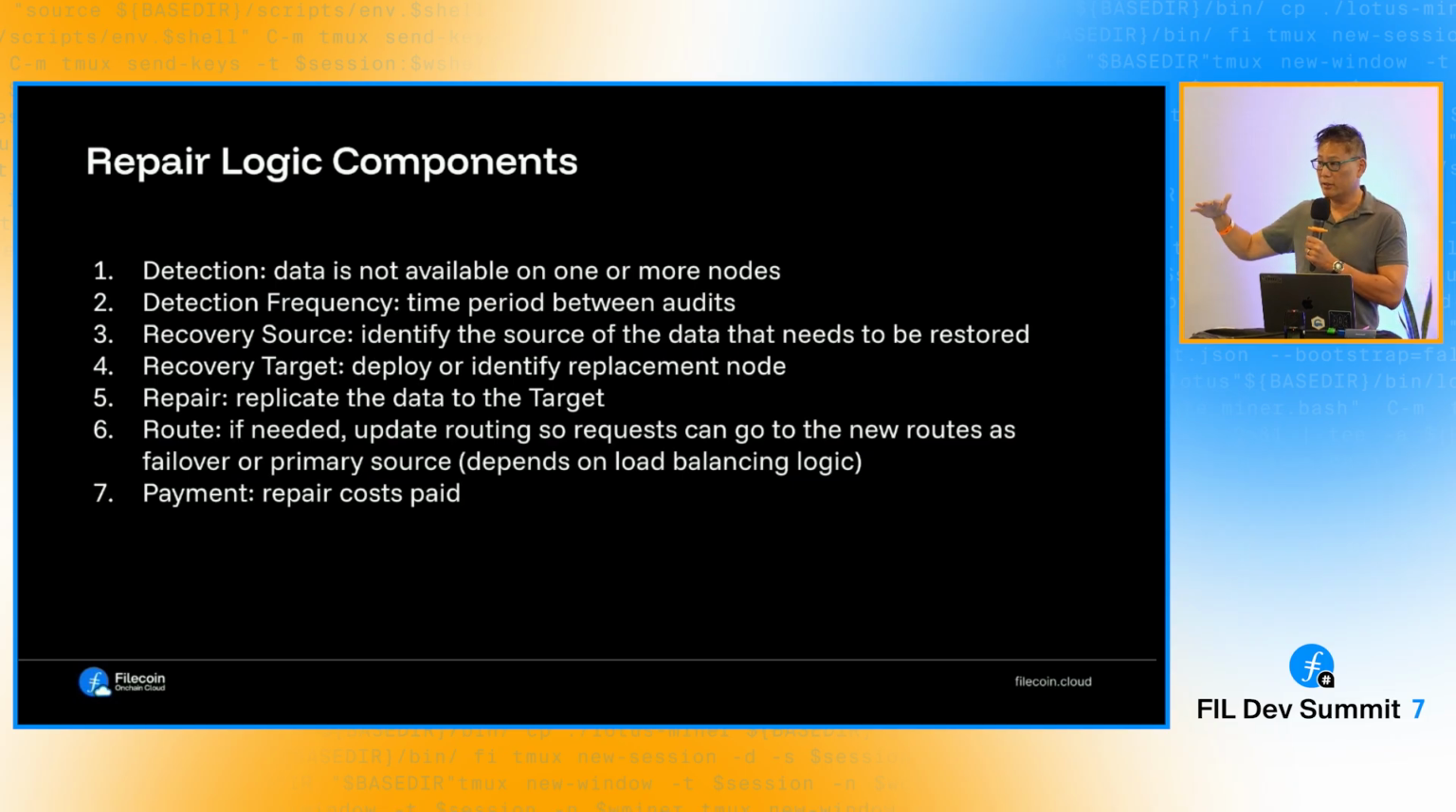Then there's routing, meaning now I, the client, want the data. I was originally assuming it's going to be on this node, but that node is gone. How do I know what the right nodes to use are? And then there's some payment that has to happen, some cost associated with that movement. So those are the big buckets of things. I'm sure there are more details, but I wanted to keep it high level.